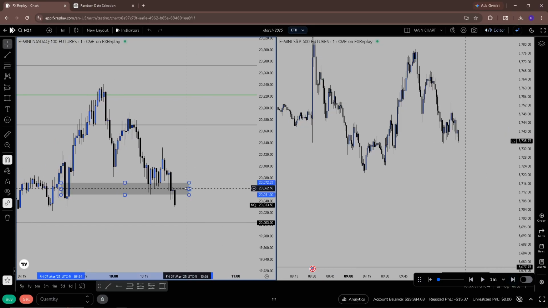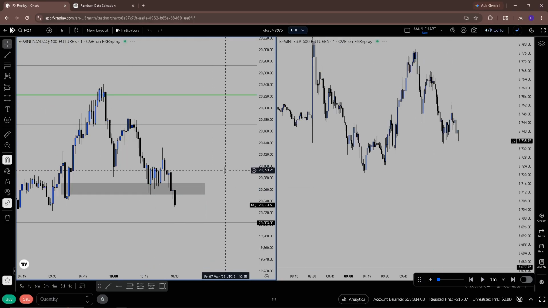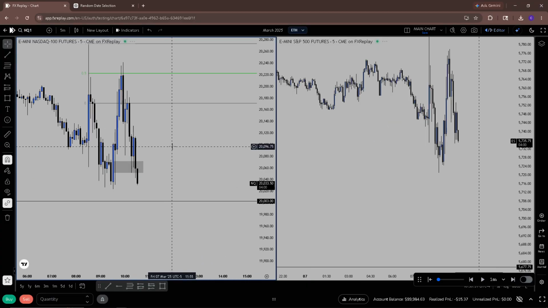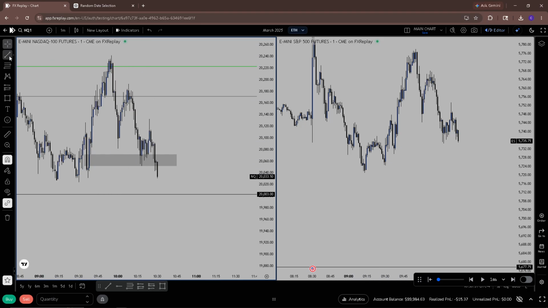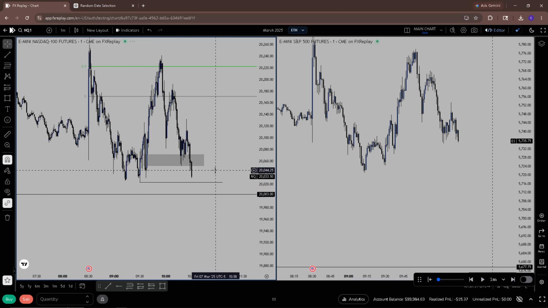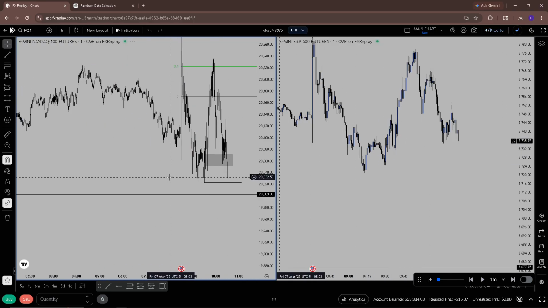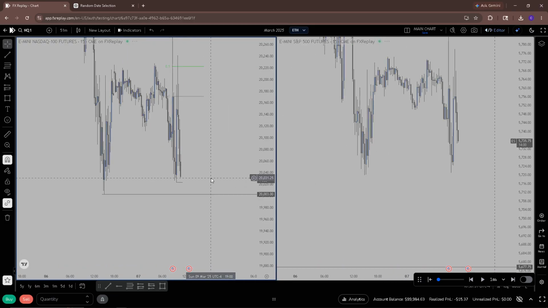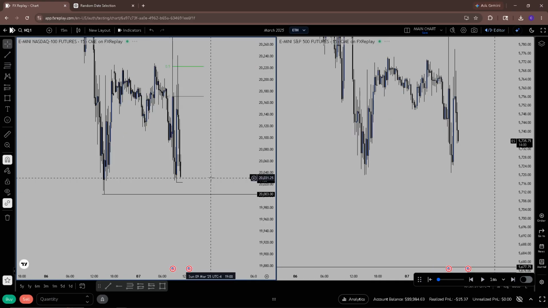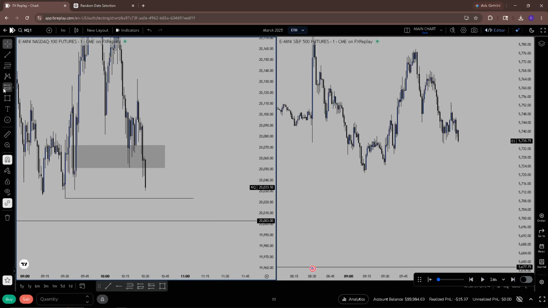Alright, we see the 1-minute BPR get ran through. I kinda would be okay taking a short just based off this 1-minute BPR. It seems like we're definitely gonna come lower here, and that we want to take out this low now. The 15-minute closed. Yeah, I'd be open to taking something like this.